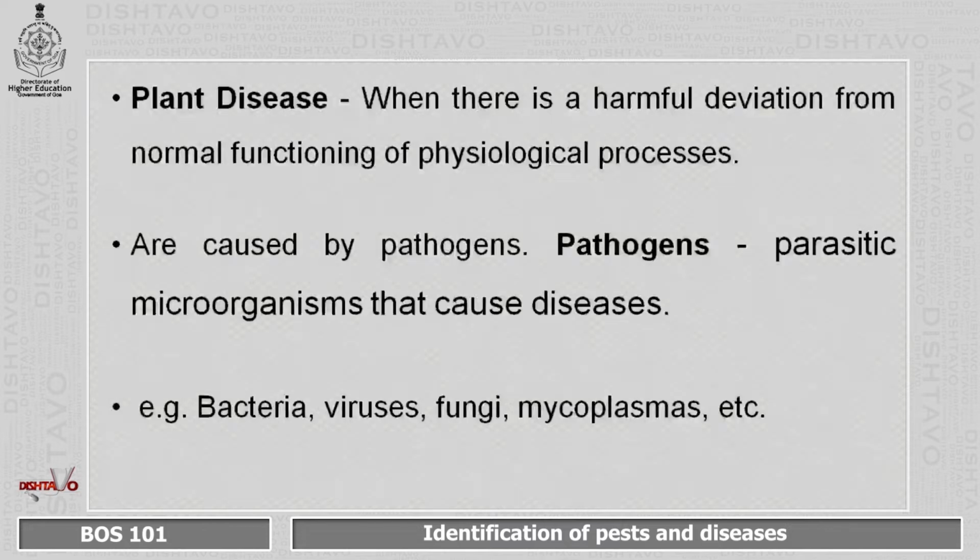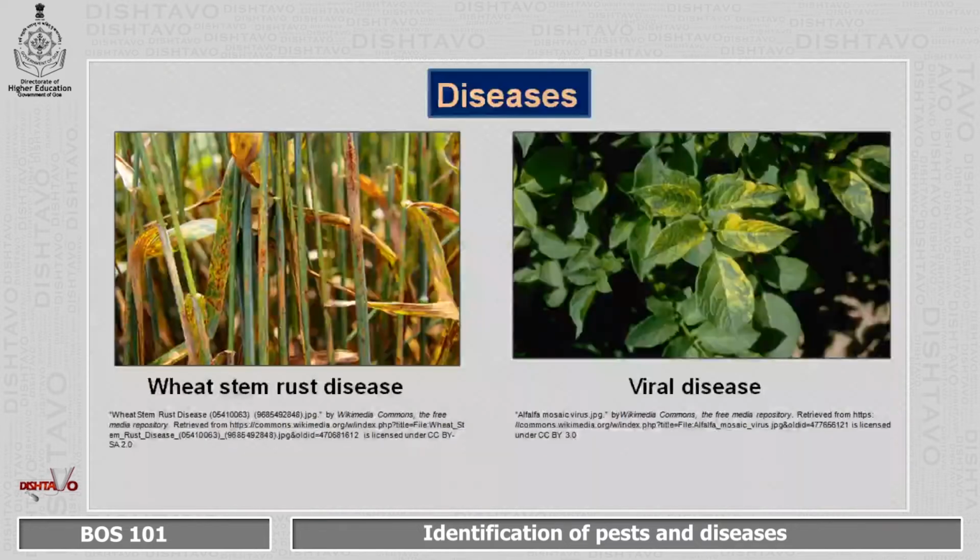Examples of pathogens are bacteria, viruses, fungi, mycoplasmas, etc. Here in this image we can see the wheat stem rust disease, and in the second image we can see the viral disease.